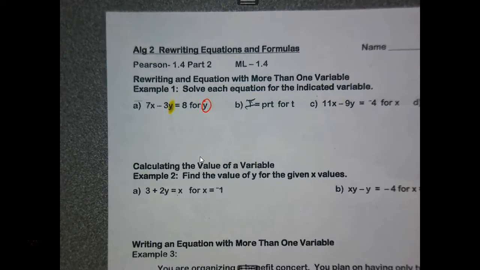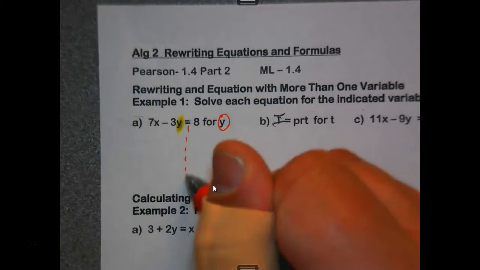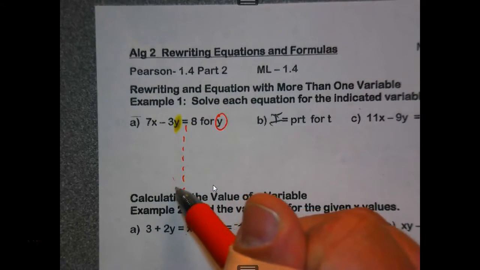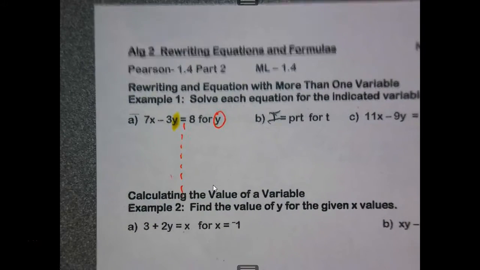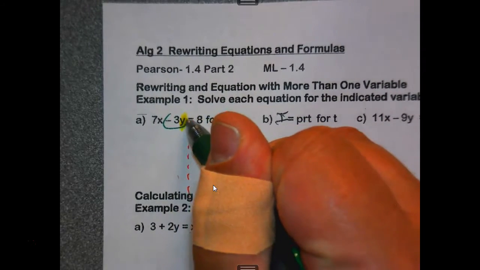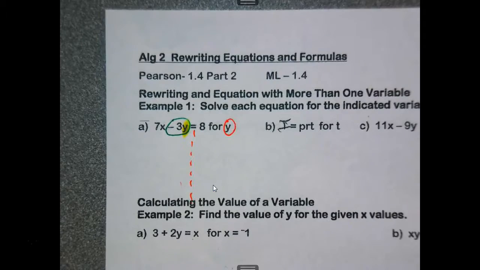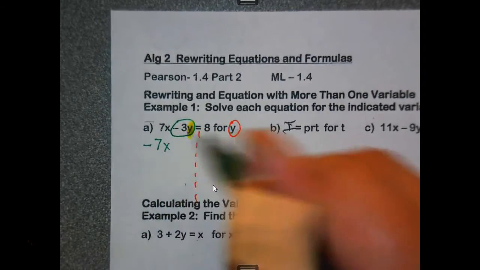So that means y has to be on one side of the equation, all by itself. There's my dotted line. So that means when I'm done, y equals, I don't care what's on the other side, as long as y is by itself. So I'm going to have to isolate this term first. So I'm going to subtract 7x from both sides.